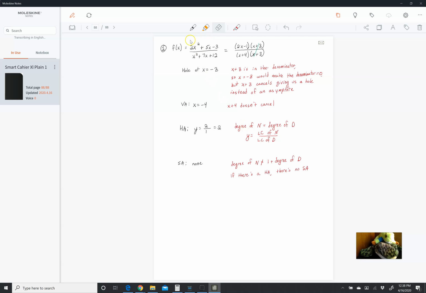So we can do that with any function, okay? You factor it, that's going to help you find the holes and the vertical asymptotes. And then you're looking at the degrees in order to determine the horizontal asymptote. And then for the slant asymptote, again, you're looking at the degrees, but then you're dividing, okay?